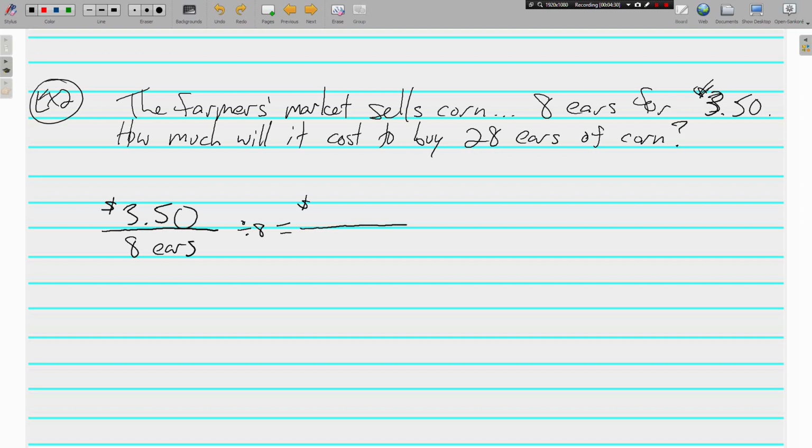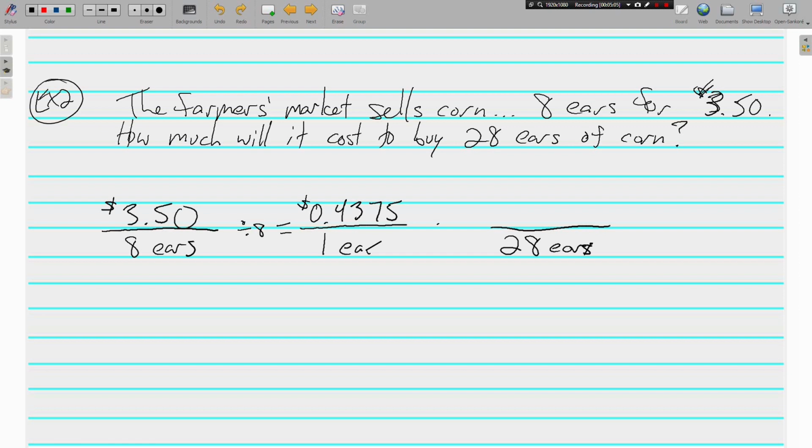Oh, that comes out really ugly. 0.4375. Okay, so that's like 43.75 cents per ear. Now, even though that's a really ugly number and we don't really use 4 decimal places with our money, I want you to leave it like this anyway. And because of the next step, we're trying to find out how much it's going to cost for 28 ears of corn.